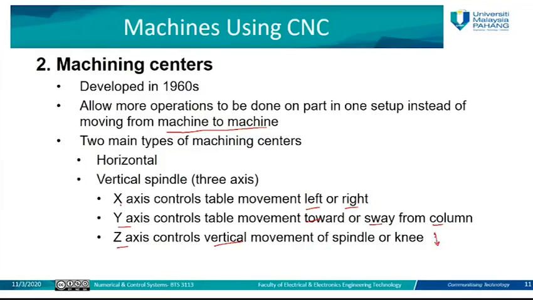So it can be up or down. Spindle or knee here is the part of the head of the machine, so it can be moved up, down. This can move left, right. This can move front, back. Okay, so it depends on where the position of the table of the machine is.